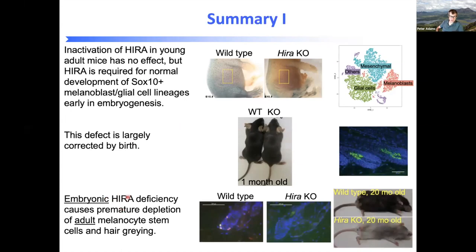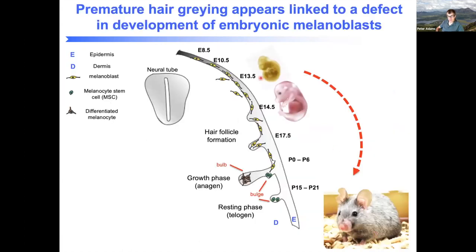However, this embryonic HIRA deficiency does ultimately result in a premature depletion of the adult melanocyte stem cell population and therefore hair graying. And so what we think is happening is that HIRA has a role to play in specification of melanoblasts up here. If that function is impaired, at the time of birth it doesn't have any obvious effect, but the consequences are transmitted through the long term, potentially through depletion of histone H3.3 or through telomeric damage, and that ultimately results in this premature hair graying phenotype of the adult mice.